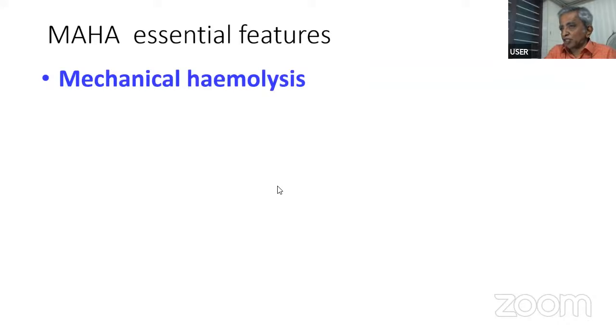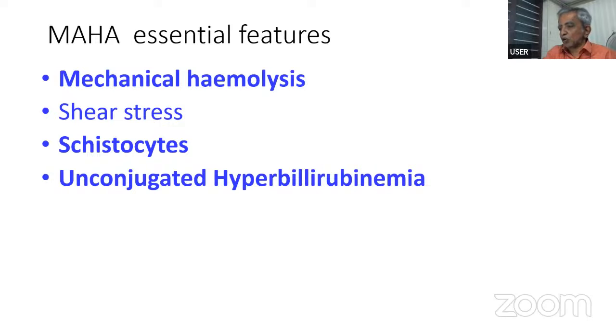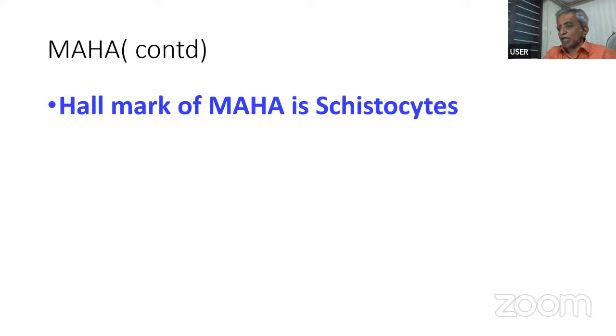Now, what are the common features? Essential features are: one is mechanical hemolysis. Number two is shear stress. So the RBC is going through a fibrin strand, or along the surface of a mechanical metallic valve, and therefore fragmentation occurs. And the most characteristic feature that tells you it is a fragmentation syndrome is schistocytes. That is the most important point you should remember, schistocytes. And of course, it will produce unconjugated hyperbilirubinemia, and not infrequently it can produce thrombocytopenia, maybe again due to shear stress.